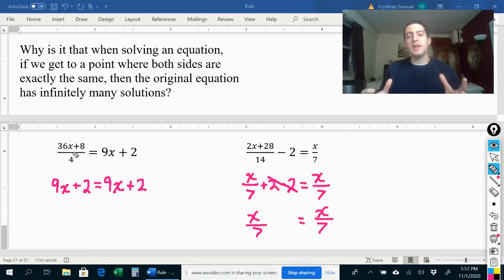We didn't know to begin with that this was just a crazy version of this. And most of the equations that you will have turn out not to be like that. One side really is different from the other side. But if we already went through the process of solving the equation and we got to a point where both sides are exactly the same, then in hindsight, we realize that one side was really the same as the other side all along.